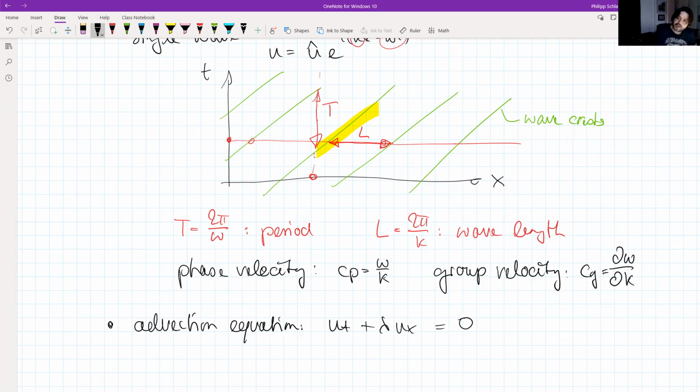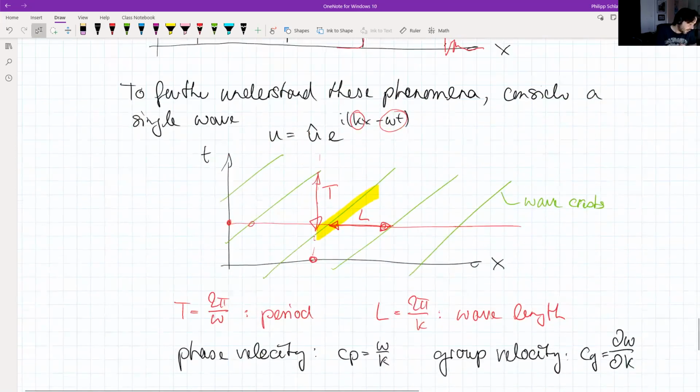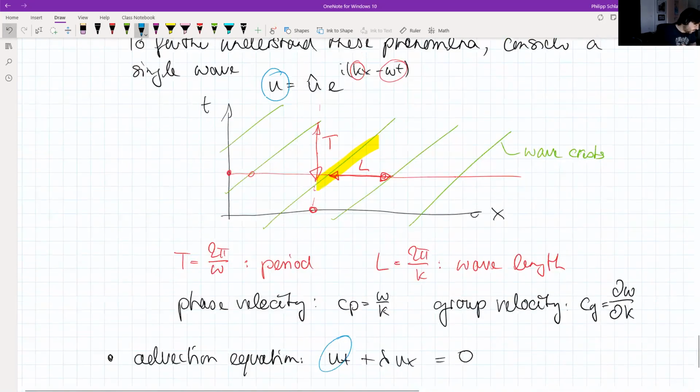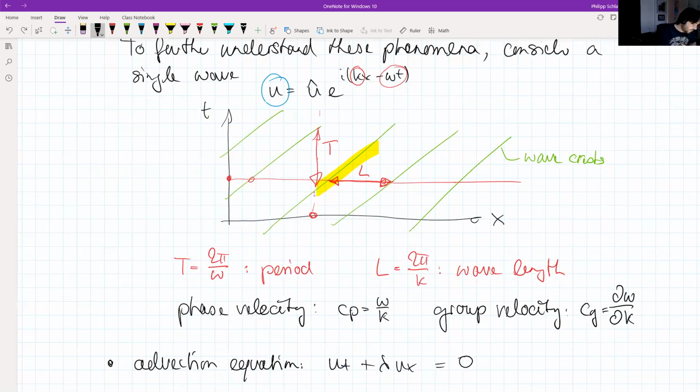Now the question is, how does a wave react to being advected by the advection equation? Well, how I can find out is that I just take my u from my wave and I put it in here, and I will see what happens.